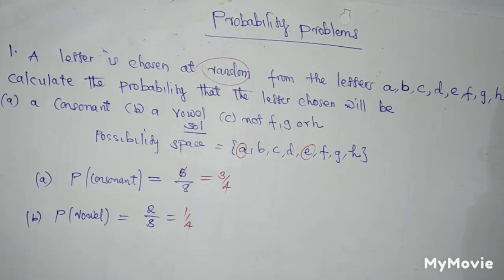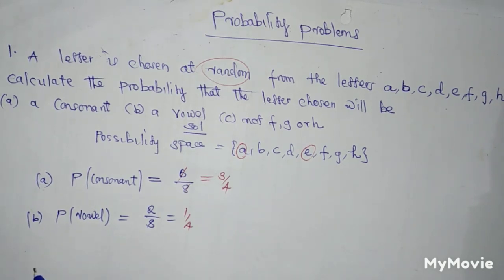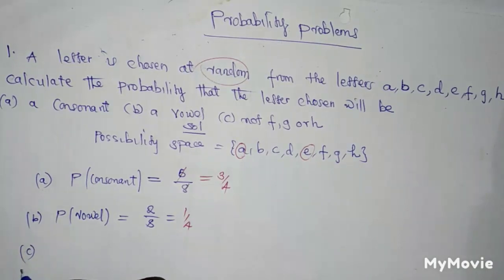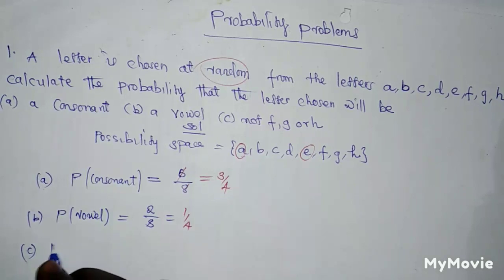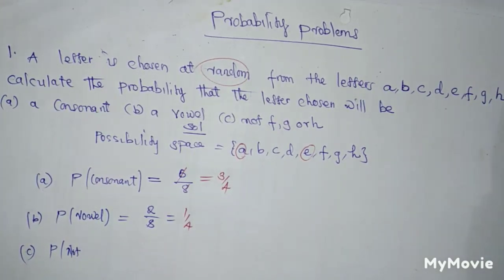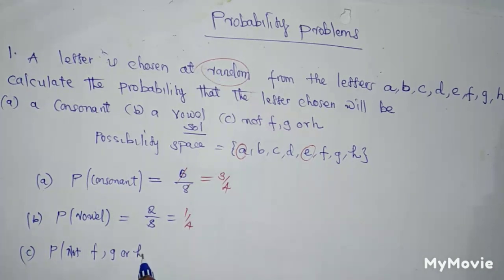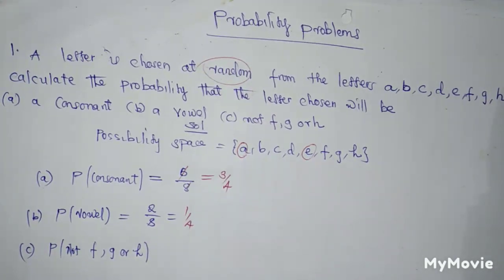Okay, so C. We have to find the probability of not picking F, G, or H.